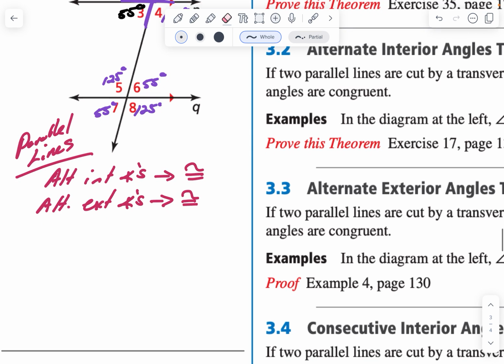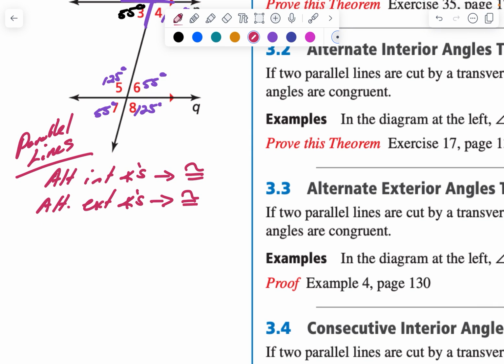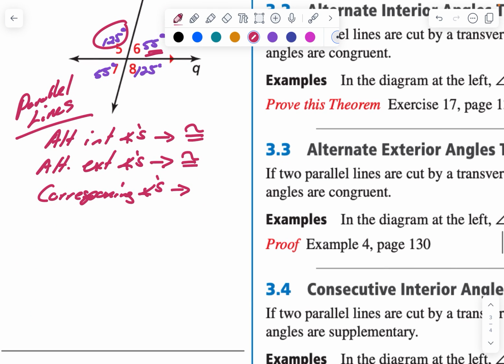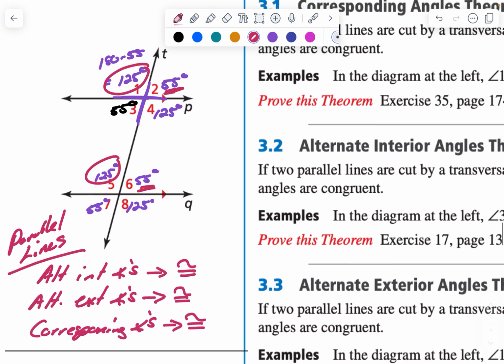Next relationship. Corresponding. Corresponding angles, remember, those are in like the same spot. So like this one and this one would be that one and so forth. Notice they are also congruent.